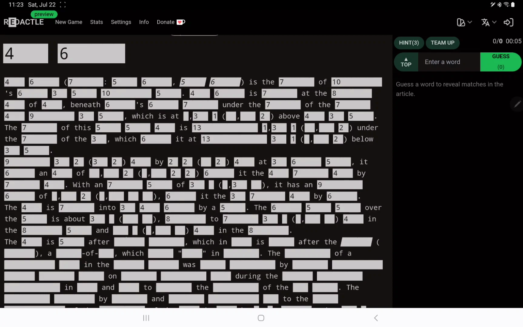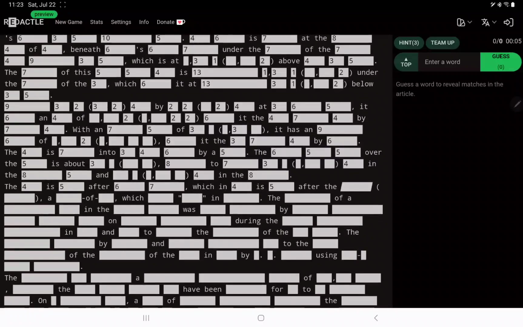In the something. The something is named after 6, 7, which in turn is named after the 6. A 5 of 3, which means something in, well, in English, I suppose. After the 6, what is a 5 of 3? A bird of prey, a 5 of 3.